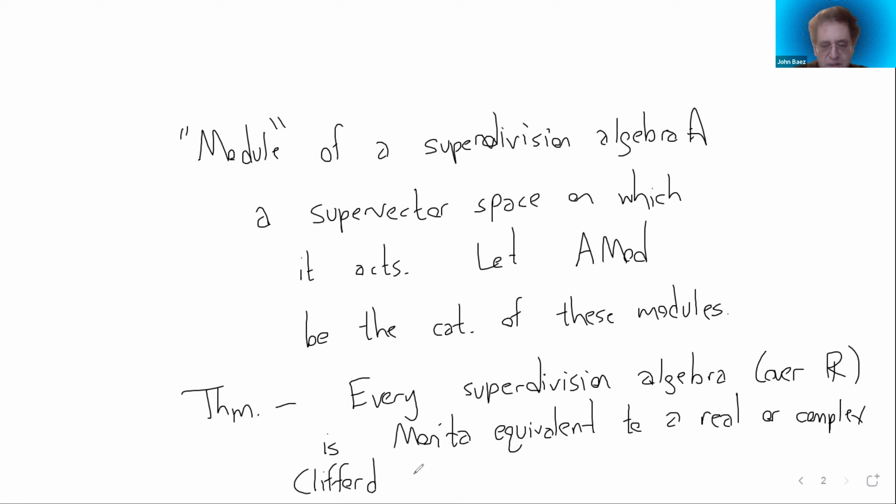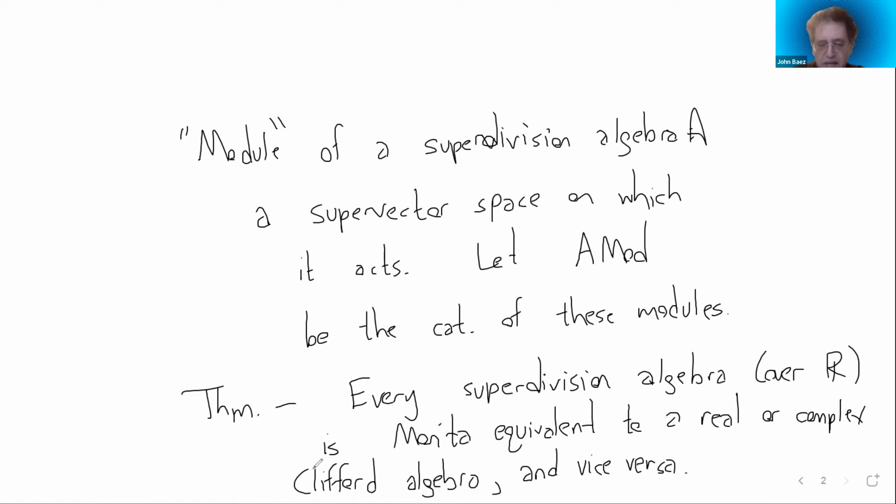Maybe that's a dumb way to state the theorem so far, because actually, unless I'm really screwing up, every superdivision algebra is a real or complex Clifford algebra. But I'm not done with this sentence yet, which is, and vice versa. So every real or complex Clifford algebra is Morita equivalent to some superdivision algebra.